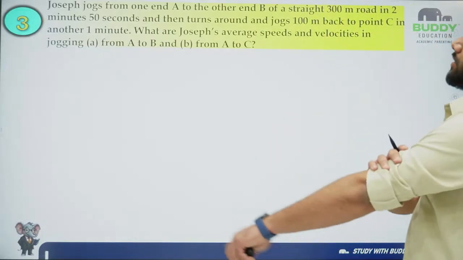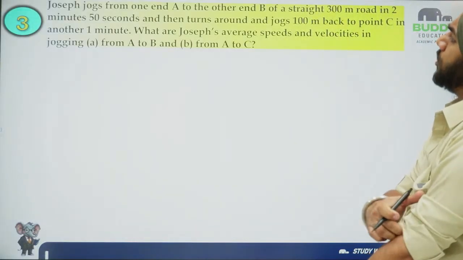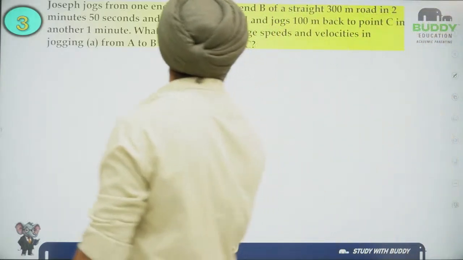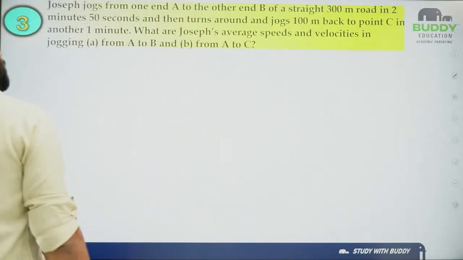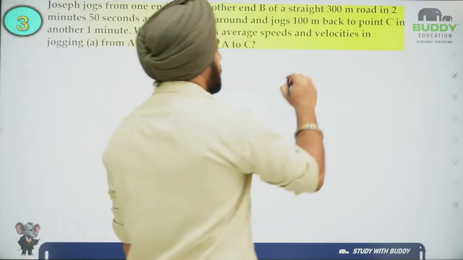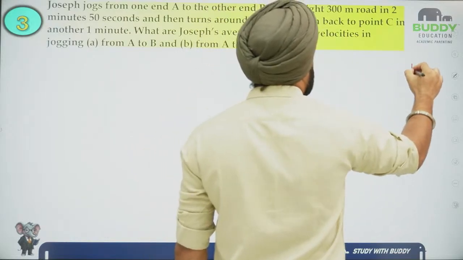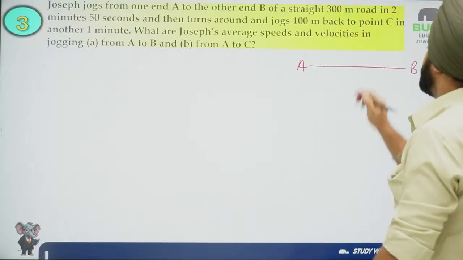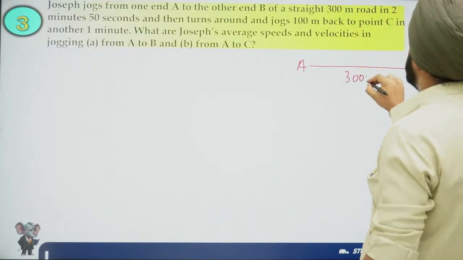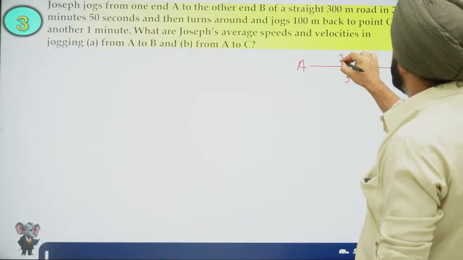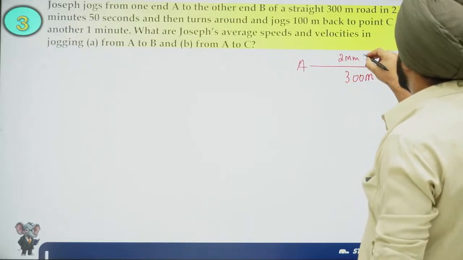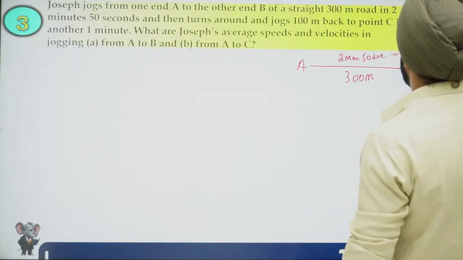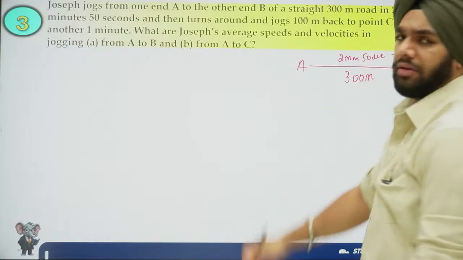So Joseph jogs from one end A to the other end B, a straight 300-meter road in 2 minutes 50 seconds. So let us take A point and let us take another B point. A to B is a 300-meter road, and it took him 2 minutes 50 seconds. If I convert this into seconds, it can be written as 170 seconds. Got my point? 170 seconds.